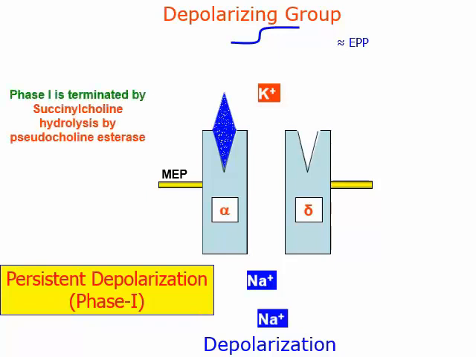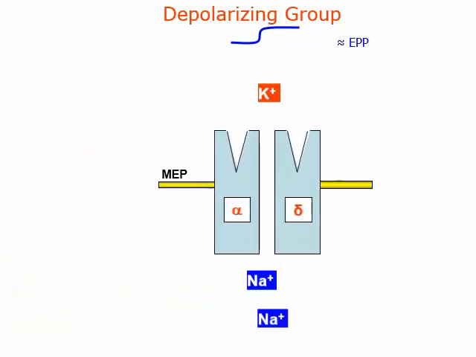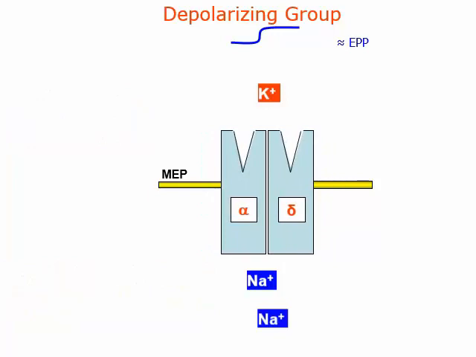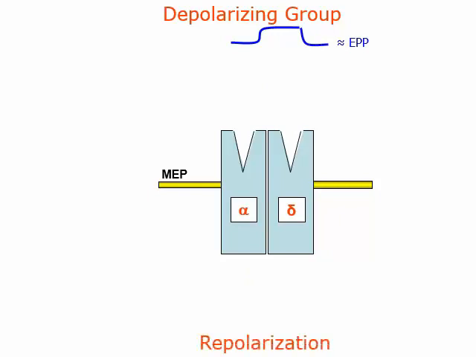When succinylcholine diffuses away from the receptors, and is metabolized by the pseudocholinesterase enzyme, depolarization disappears. The nicotinic ion channel recloses, and the membrane potential returns to the resting level. This is termed repolarization.